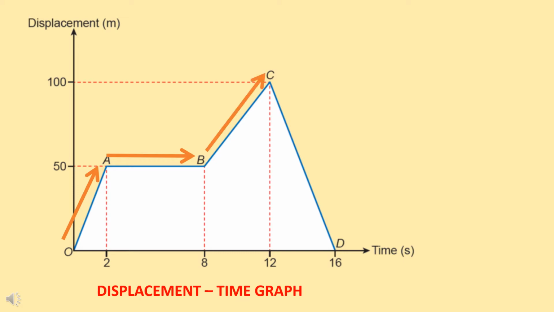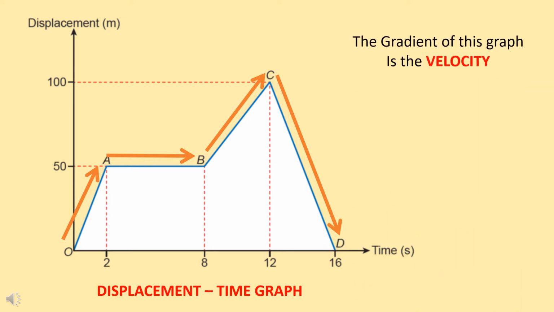Next, at line BC, the boy moves another 50 meters with uniform speed and the gradient is positive. Lastly, at line CD, the velocity is negative and uniform. It shows that the boy is moving in the opposite direction. He turned back 100 meters to the starting point with a uniform speed. Do note that the gradient of a displacement-time graph is actually the velocity of the moving object.